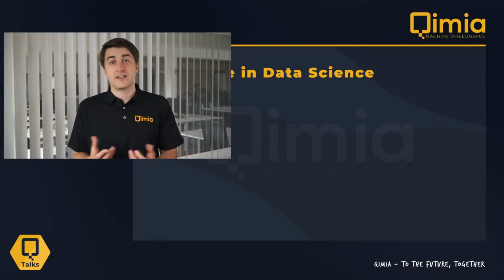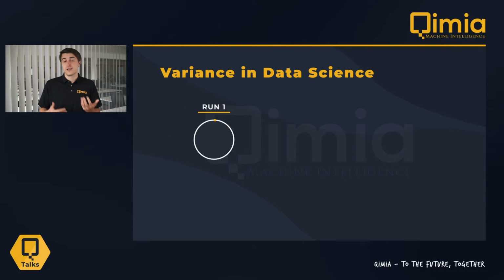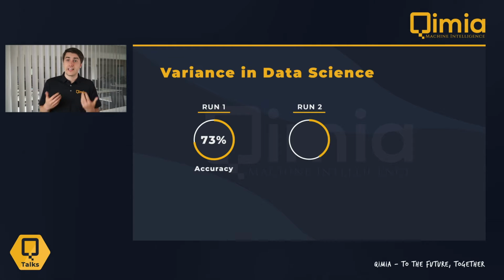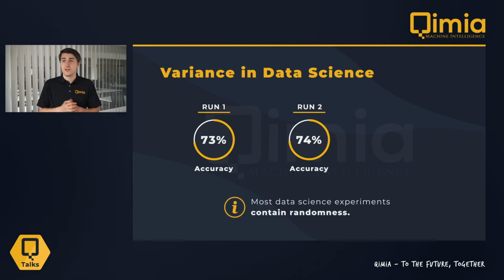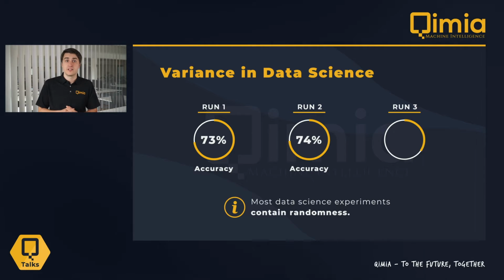I'm a data scientist at Qimia, and today I would like to talk to you about variance in data science. You might have encountered this before. You run an analysis or train a model and you get a certain result, but if you look at it again, you get something different. Maybe the difference is just by a little, or it might be by quite a lot. But this brings all your findings into question, because how can you be sure about what you got? Maybe the next time you look at it, you get something completely different. So how can you approach this problem?